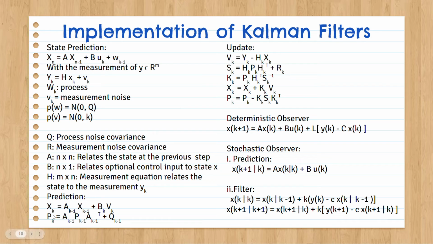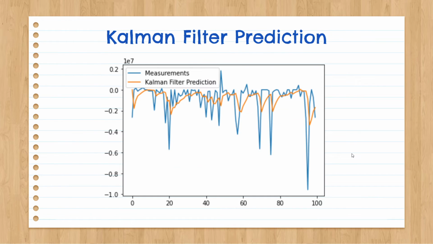These are the equations which are used for a prediction, update, and observer respectively. Moving on, let's have a look at when Kalman filter is applied to the following measurements. The graph in the blue line shows the actual measurements, whereas the orange line shows the Kalman filter predictions.